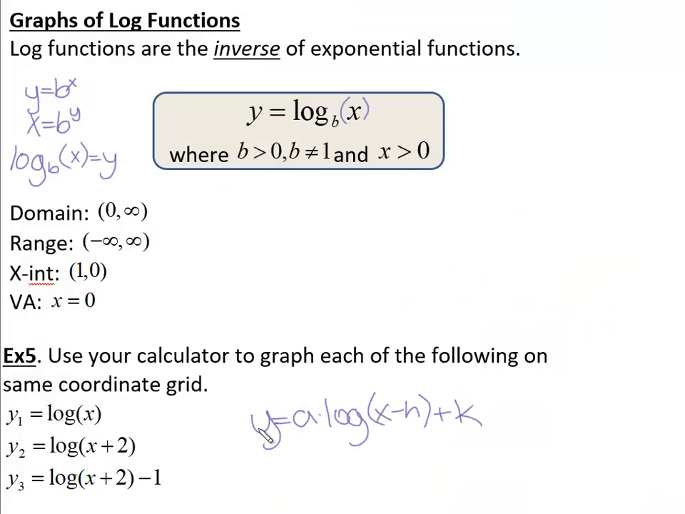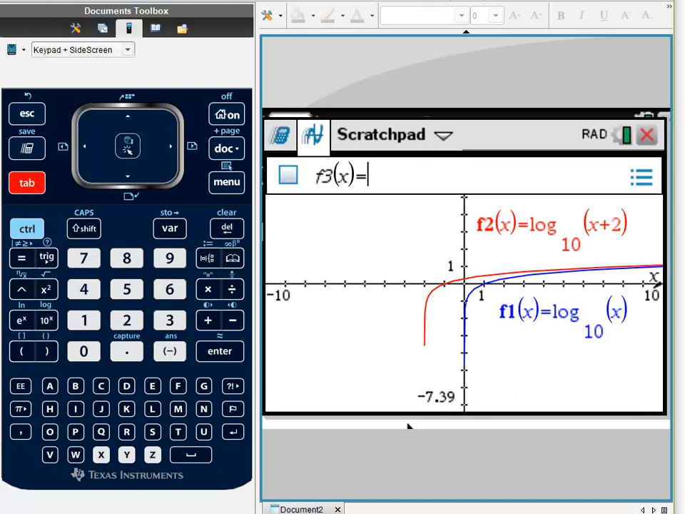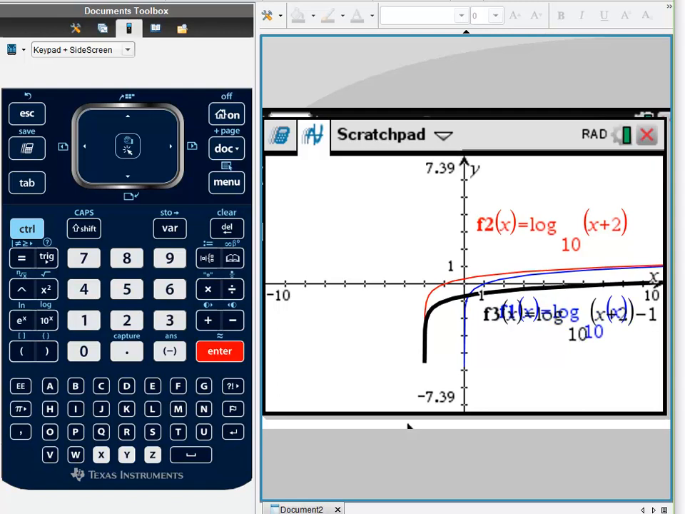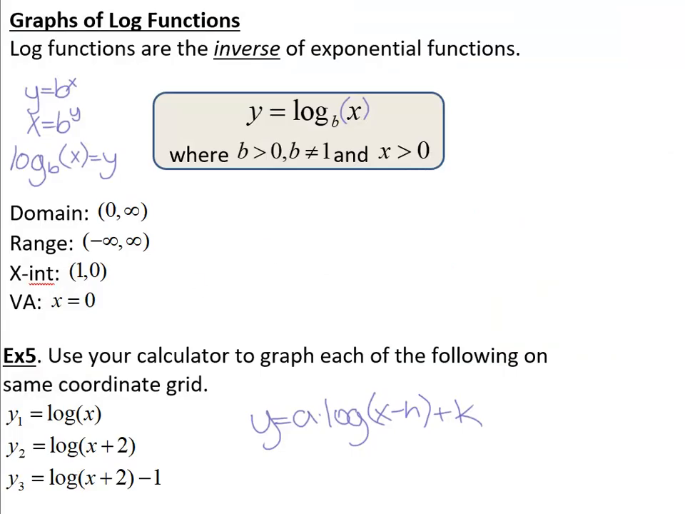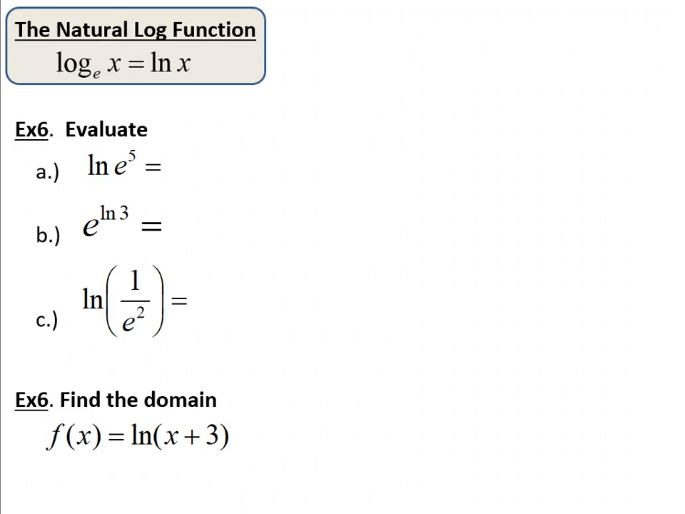The last one it wants me to put on there is log of x plus 2 minus 1. And because this is a k value, as you've probably guessed, it's going to shift our graph up or down, in this case down 1 unit vertically. So now we've been shifted down 1. Okay, that doesn't change the vertical asymptote, but it does change those y values. Everything's been shifted down a little bit. Okay, so those transformations also apply to our graphs.